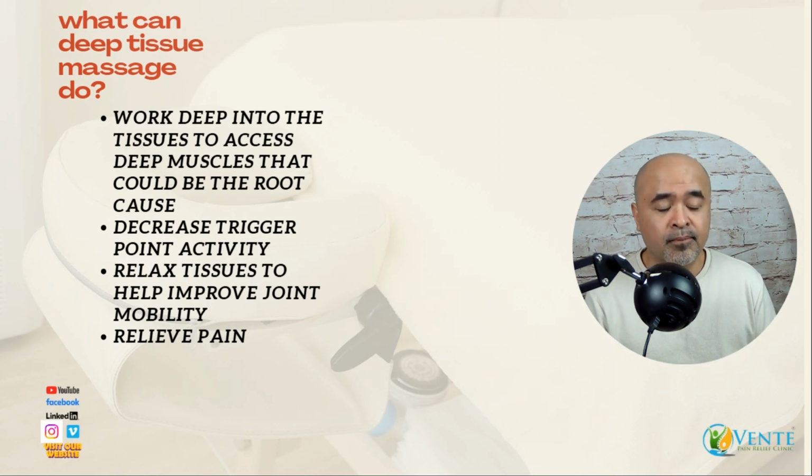Also, we can decrease trigger point activity. As I mentioned, the quadratus lumborum muscle not only causes local pain, but it can also refer into the hips or the glutes. So I can access those trigger points in the quadratus lumborum muscle to help relieve some of the pain that the person might also be encountering with the hip and the lower back.